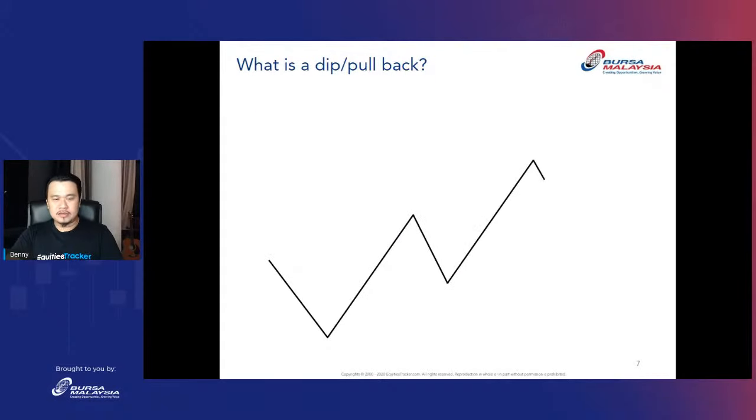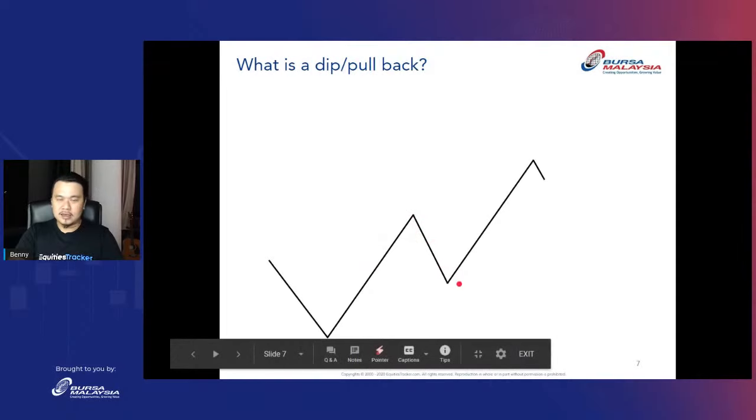So a dip is also called a pullback. It's part of a correction of a trend. Price does not go straight all the way up, right? It will go up to a certain level, and when the price comes to a high level, it will attract sellers. The sellers will start to come in, and the price will not be able to go higher, and then the price will start to pull back, right?